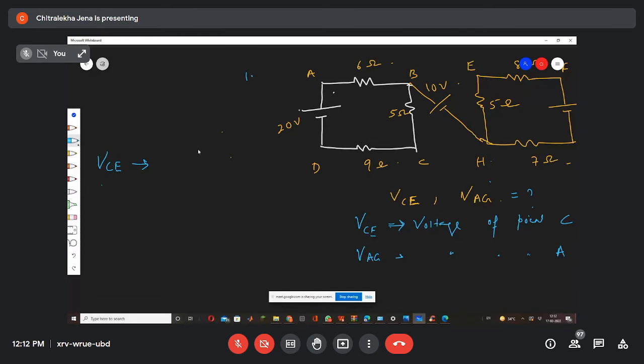Yes, so you will find out what, tell me? Voltage of point C with respect to E. So you start from E and end at C. Now, in order to find the voltage across 5 ohm, I need the current in the circuit. In the first circuit, how much is it? 1 ampere. Very good.